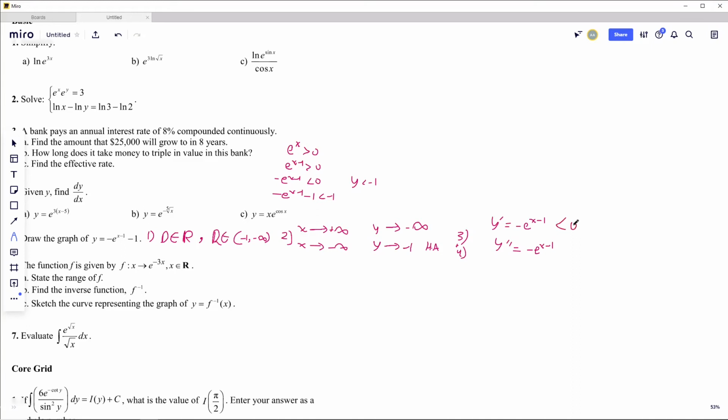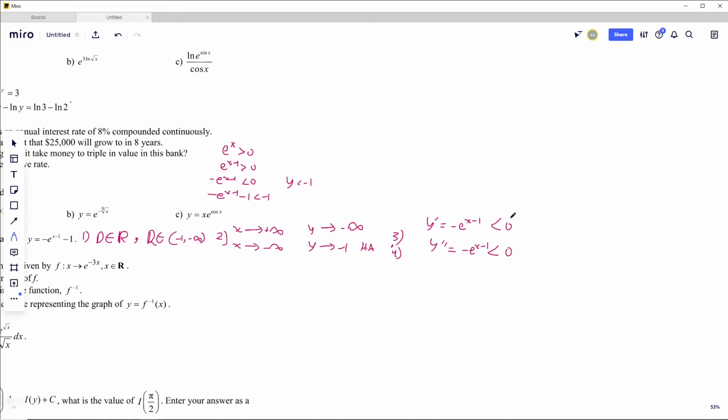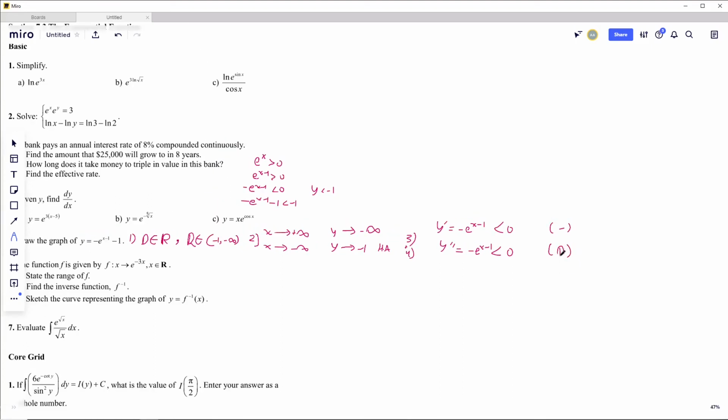This is always less than 0, because this is always positive. With a minus, it becomes always negative. Always positive with a minus becomes always negative. So this first one tells us it's always negative. Second one tells us it's always concave down. So as a function, it's concave down. And yeah.